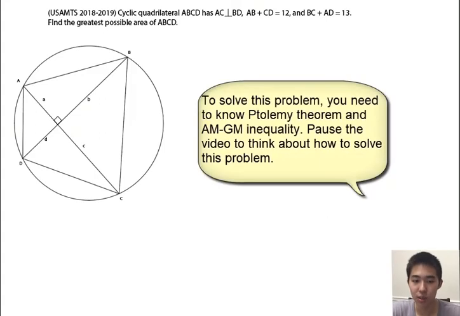So here is a problem from the 2018-2019 USAMTS. A cyclic quadrilateral ABCD has AC perpendicular to BD, AB plus CD equals 12, and BC plus AD equals 13. Find the greatest possible area of ABCD.